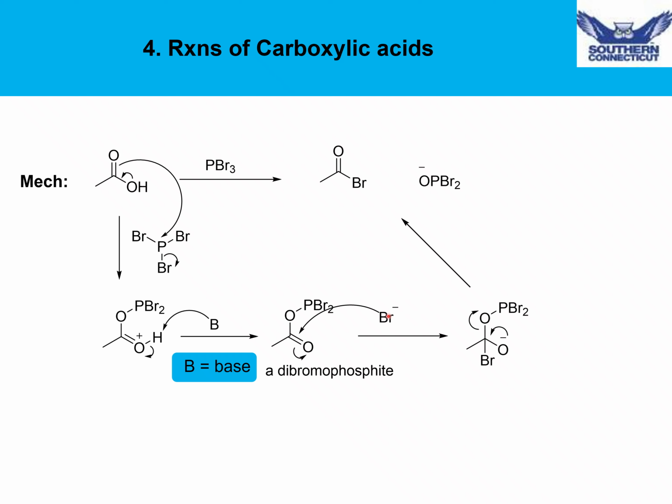And now Br negative, which is the bromine that was eliminated in the first step, can add to the carbonyl carbon, break the double bond. We get to a tetrahedral intermediate, which then reforms the carbonyl, eliminates the leaving group to give us this acid bromide. Notice that the last two steps are an acyl substitution, where bromine is the nucleophile and adds to this acid derivative and replaces the leaving group.